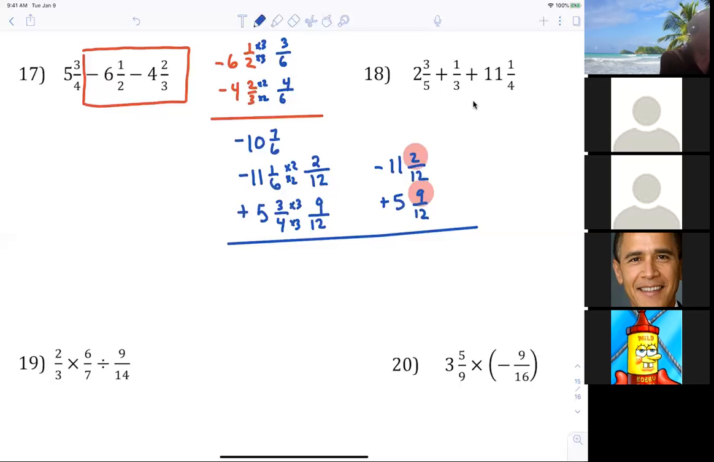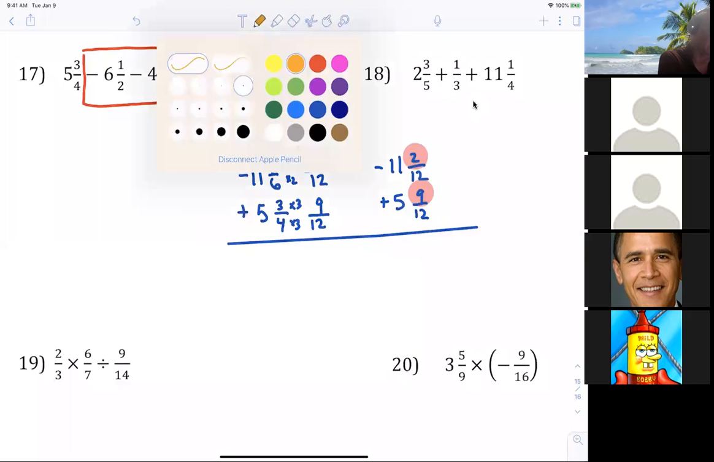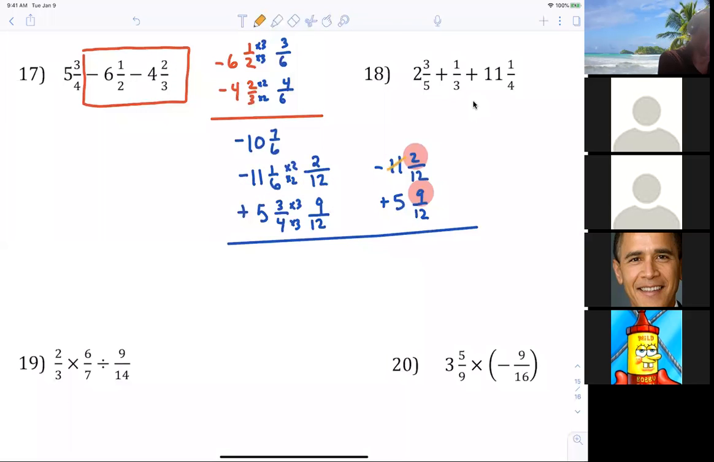All right, so now we have to borrow. So I borrow 1 from the 11 and I make it 10. And then remember, you add these two together. 2 plus 12 is 14. Now we can do the subtraction. 14 minus 9 is 5/12. 10 minus 5. And don't forget, it's negative. All right? So this one, I need everybody to double check and make sure you understand what I'm saying there. Lots of ways you can do it.